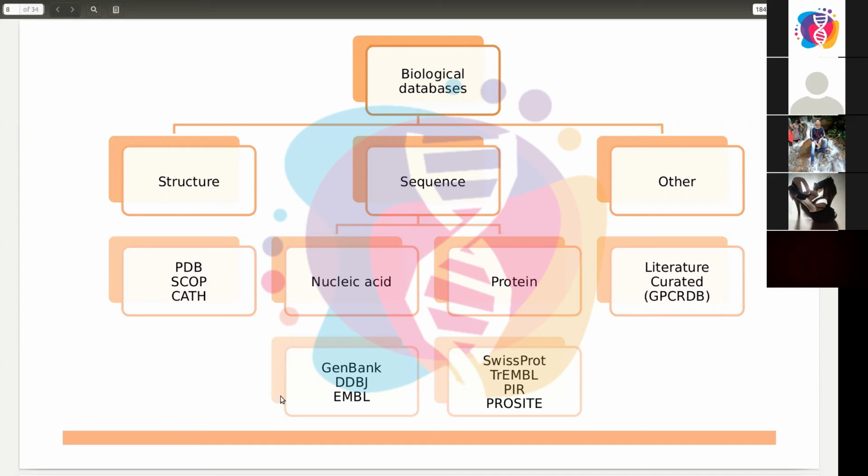Apart from that, you also have literature databases, wherein PubMed or PubMed Central, these are your literature databases, wherein all the literature reviews or research articles that have been published are stored in a particular database, that is your literature database.